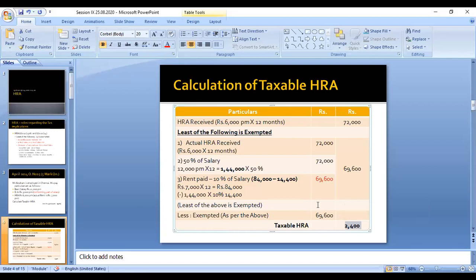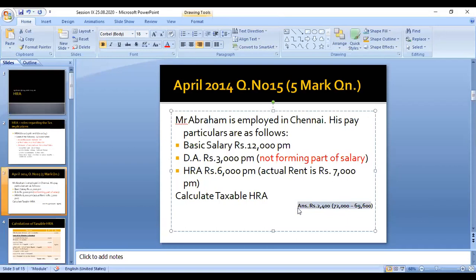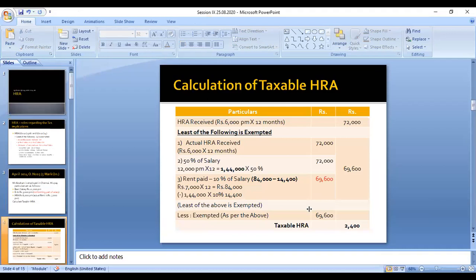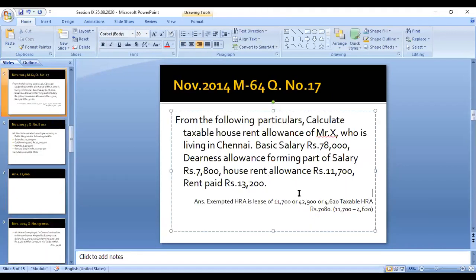Now we will check our answer with the question paper. The answer is 2,400, which is the taxable HRA. Now you can understand this, right? In a similar problem, you can work like this. All right, so this is the next category.